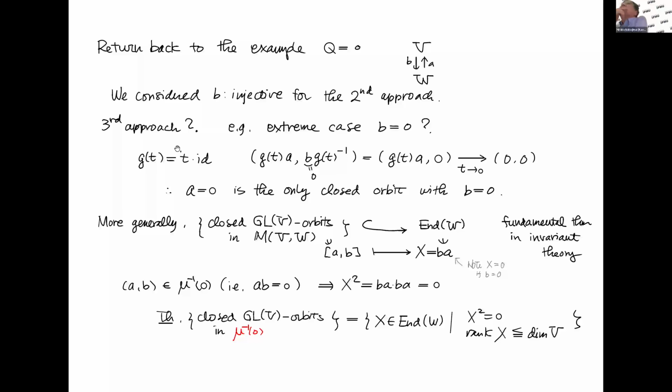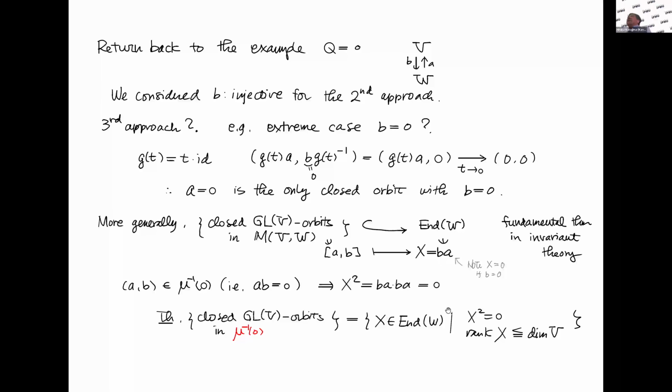And more generally, if B is not necessarily 0, then you can embed the space of all GL_B orbits into the space of endomorphisms of W by considering X given by B times A. For each point [A, B] in this quotient space, in the sense of the space of closed orbits, I take the closed orbit passing through (A, B), so you assign X equal to B times A.